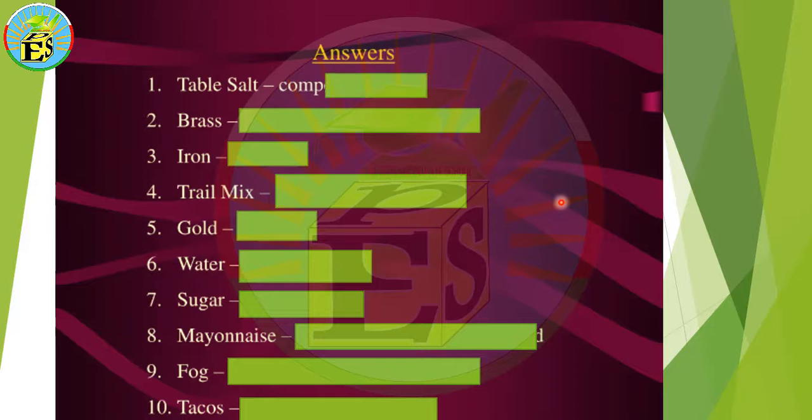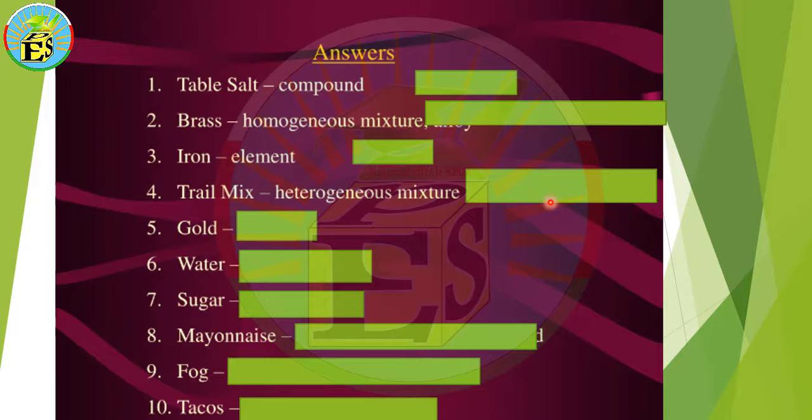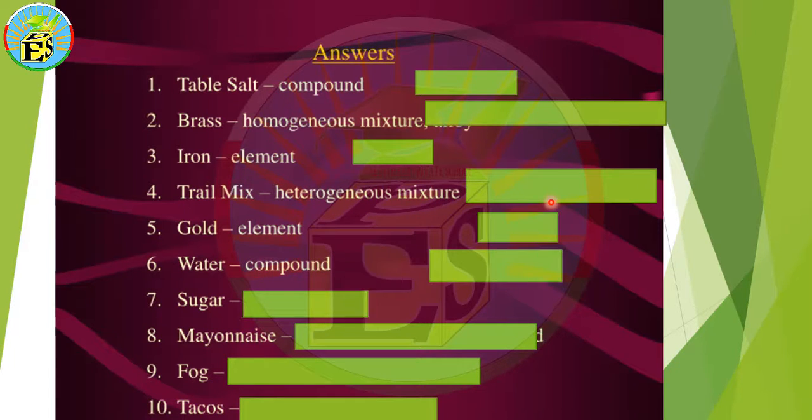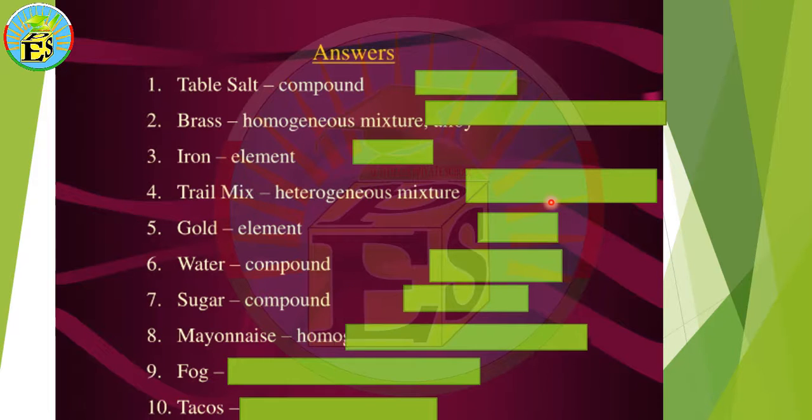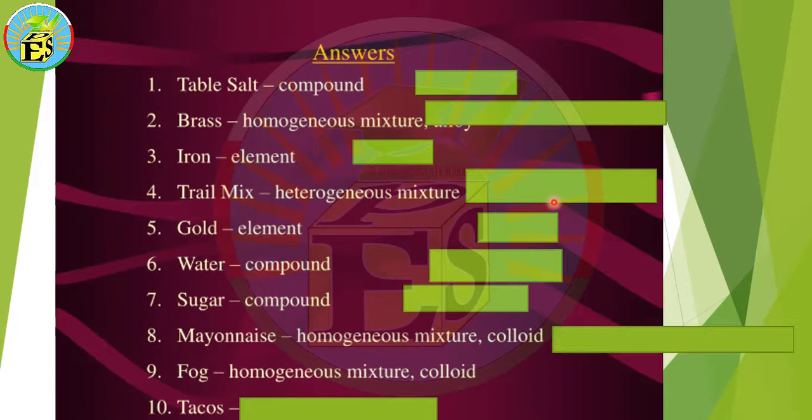Salt is a compound, brass is a homogeneous mixture, iron is an element, trail mix is a heterogeneous mixture, gold is an element, water is a compound, sugar is a compound, mayonnaise is a homogeneous mixture and colloid, fog is a homogeneous mixture and colloid, and tacos are a heterogeneous mixture.